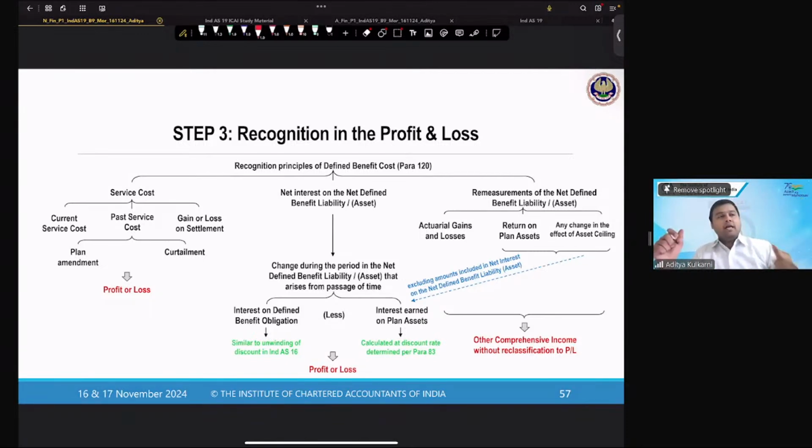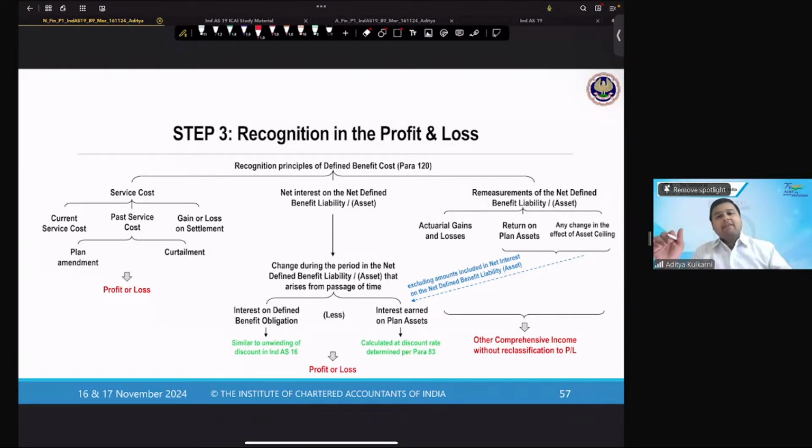Okay, so contribution will increase the plan assets, and along with contributions I will have actual interest that the assets are going to generate. Are we okay with this? Yes, sir. Apart from this, there is a third thing. What is it? Actuarial assumptions change.